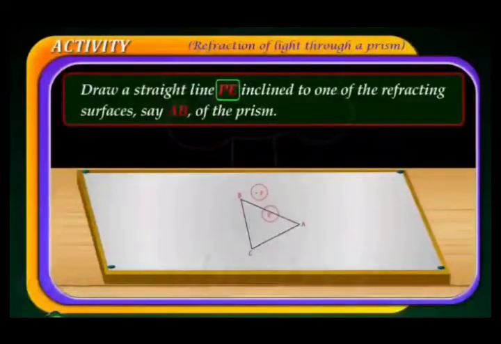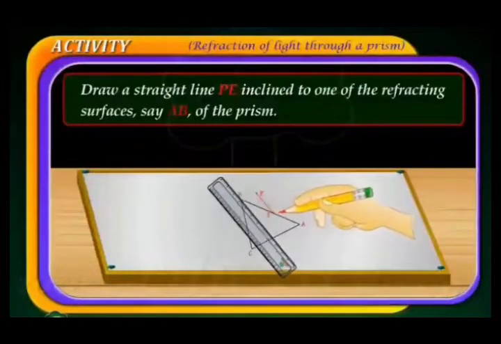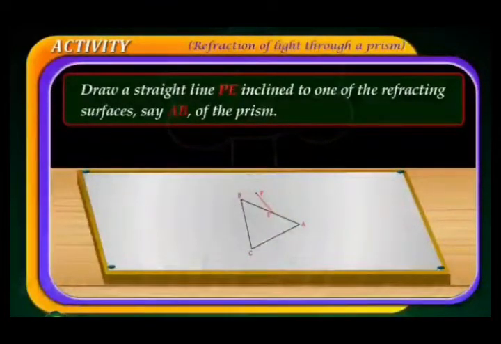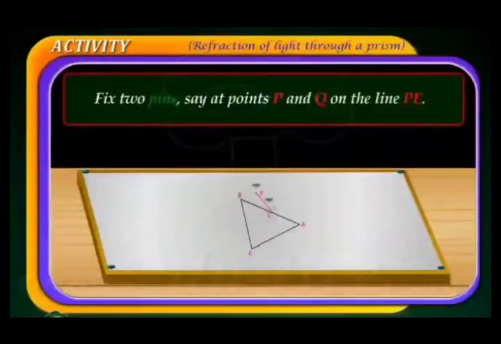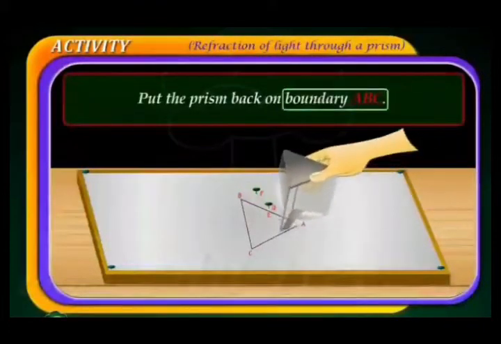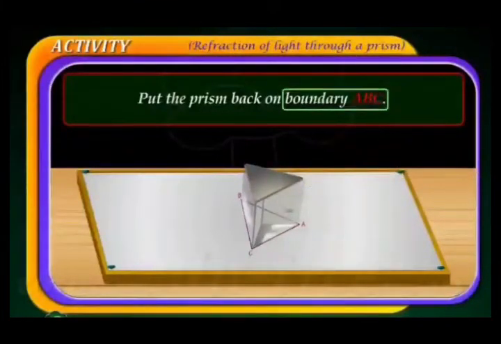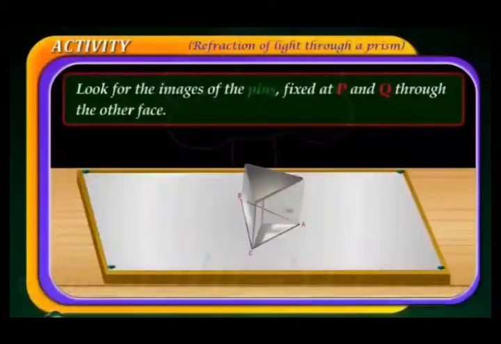Draw a straight line PE inclined to one of the refracting surfaces, say AB, of the prism. Fix two points, say P and Q, on the line PE. Put the prism back on the boundary ABC. Look for the images of the pins fixed at P and Q through the other face.